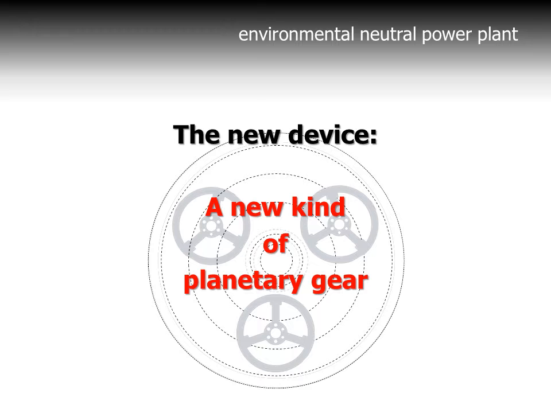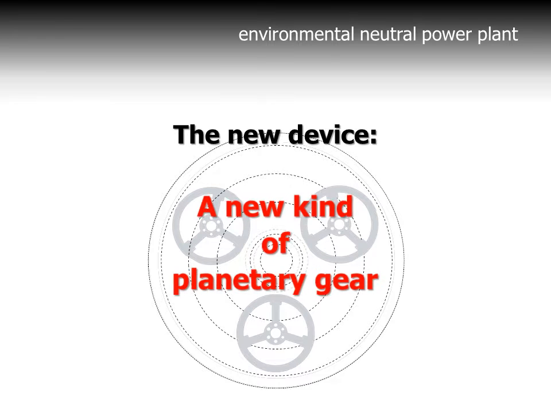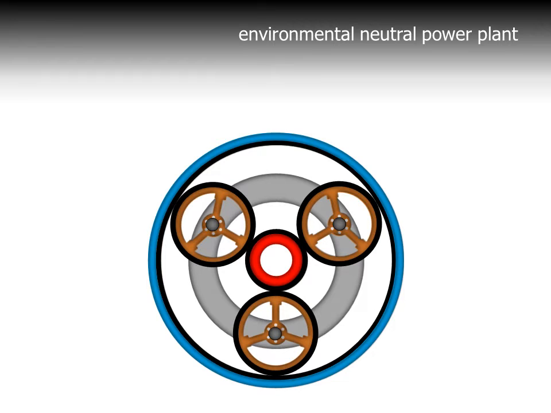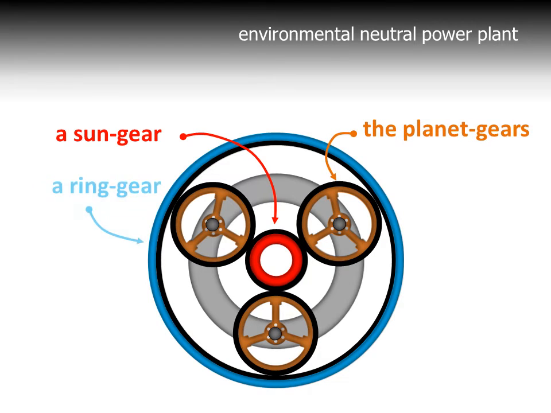Now, a new device will be created, a new kind of planetary gear. This is a standard planetary gear. A sun gear. The planet gears. And a ring gear. One of them is fixed, and the remaining two are entrance and exit, depending on the task. Every car has it.